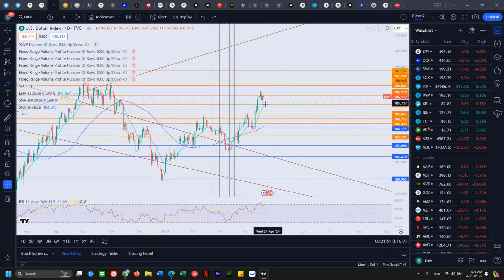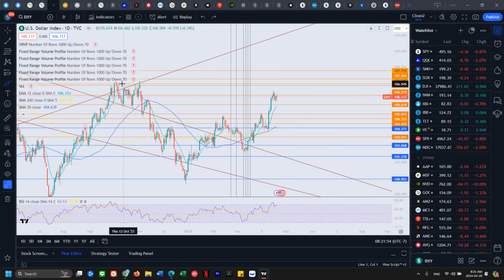Macro news going on, so affecting the dollar a lot. But yeah, these are the key levels to see.